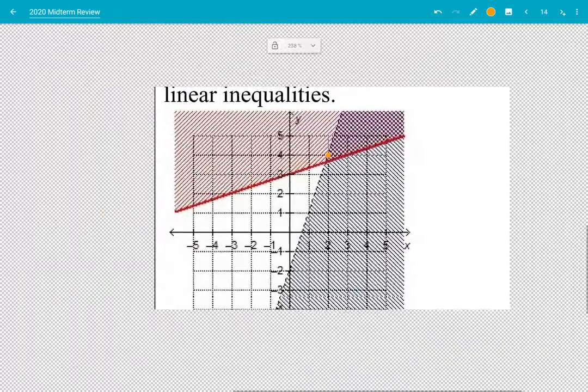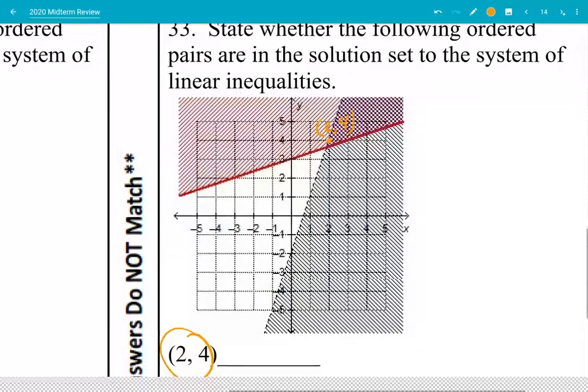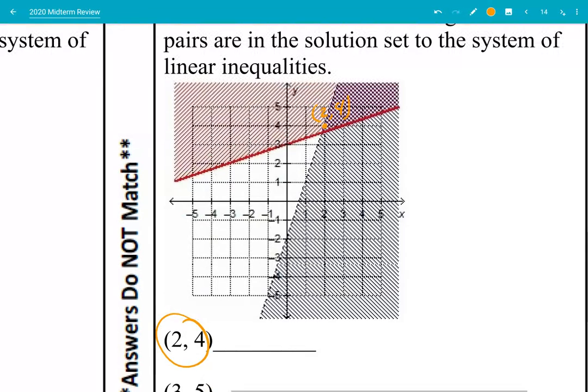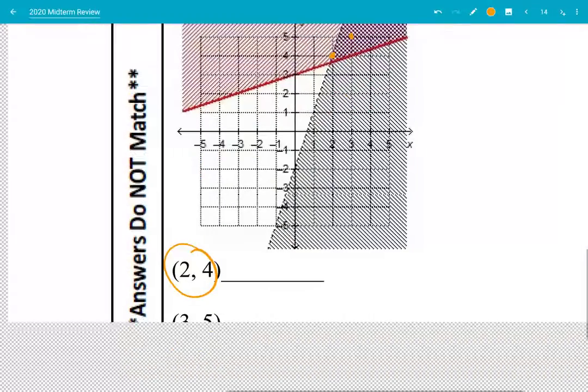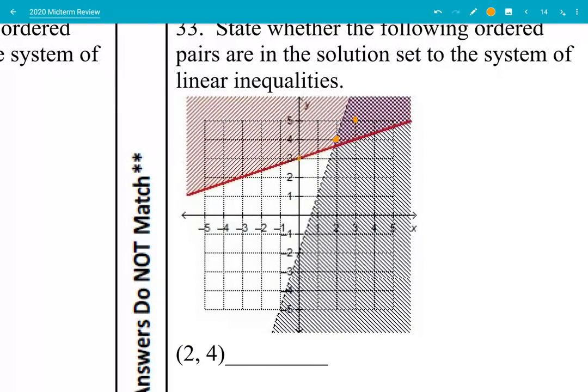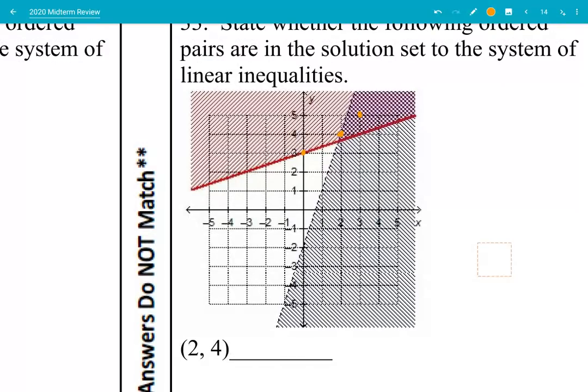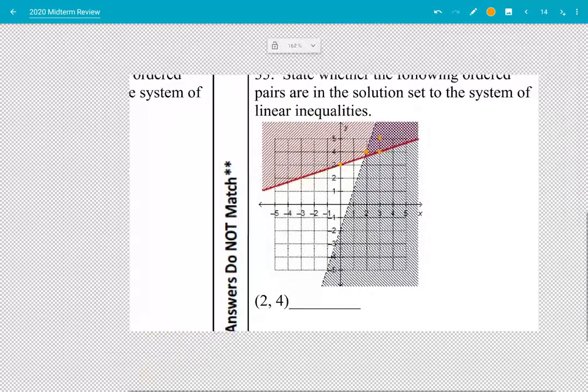There's the point. That's 2, 4. The next one is 3, 5. Right over where I wrote 2, 4. There's 2, 4. There's 3, 5. 0, 3, right there. And 3, 4 is right there. Okay, let's see where these are.